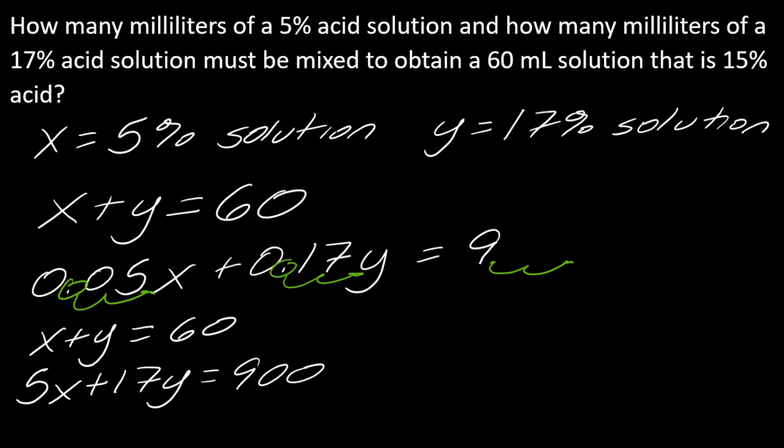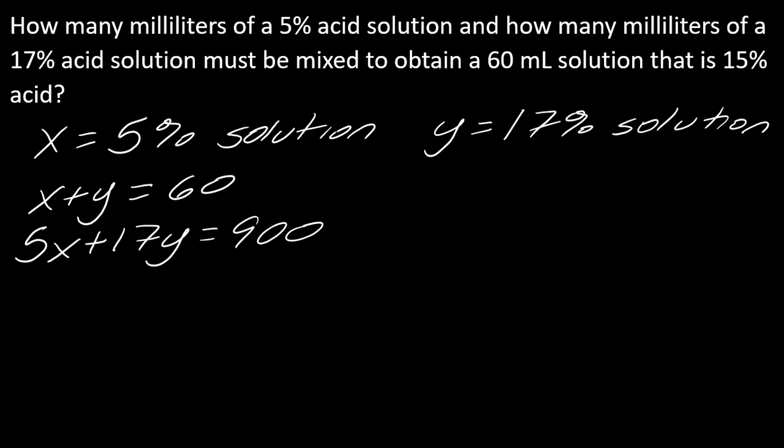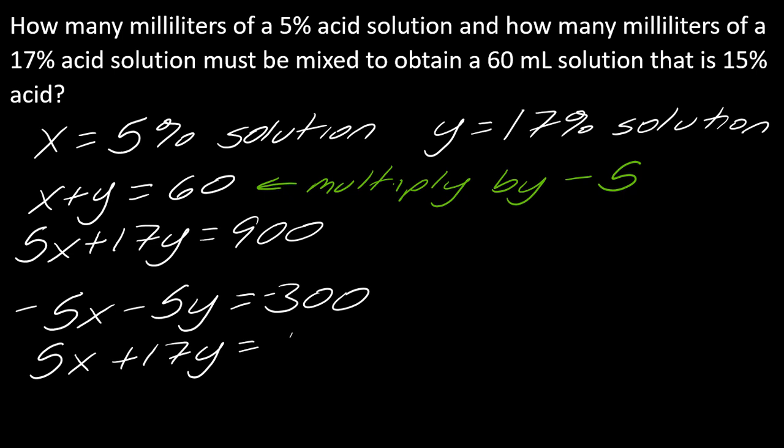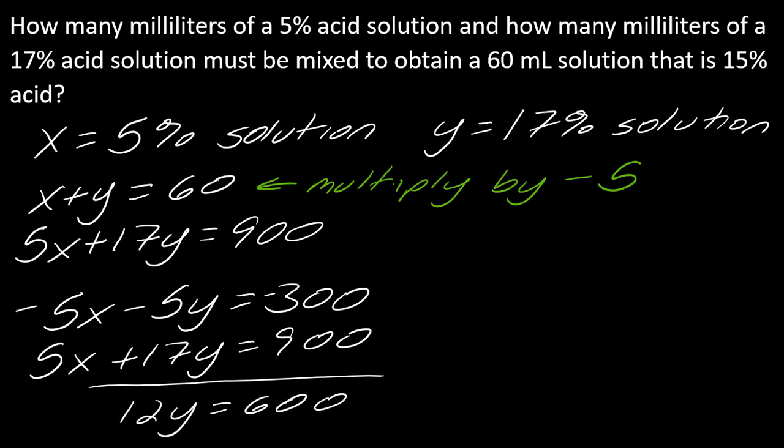So let me clear a little space. And I'm going to multiply the first equation by -5 to get -5x minus 5y equals -300. And now I can go ahead and eliminate. So let's see, this will come out to 12y equals 600. And so then I can divide both sides by 12. And so that will be 50.